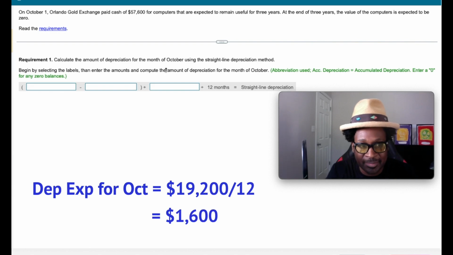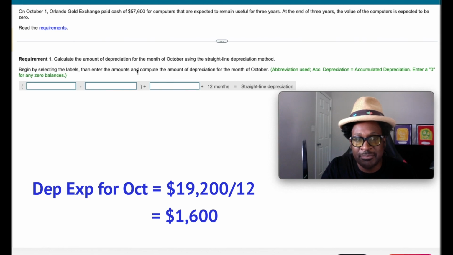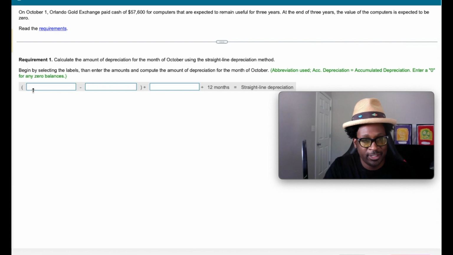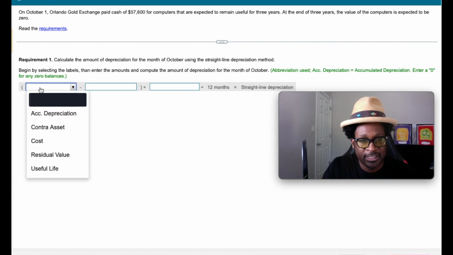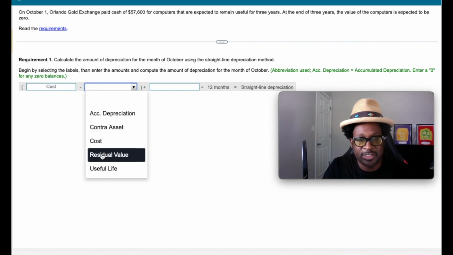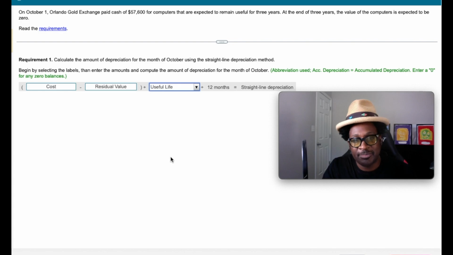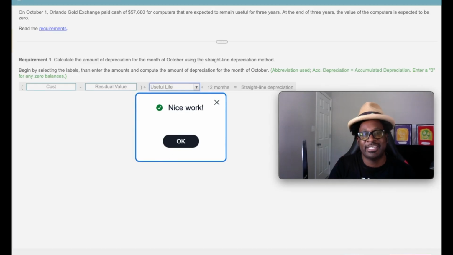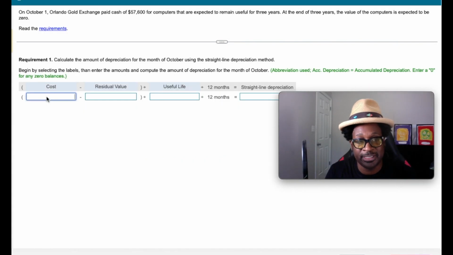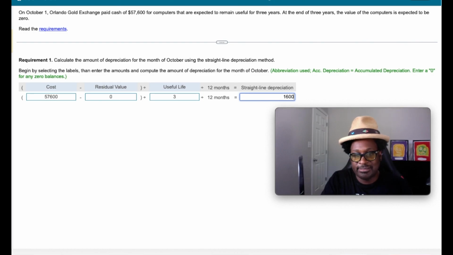But back to the problem, it tells us to begin by selecting the labels, then enter the amounts and compute the amount of depreciation for the month of October. So our formula is going to be cost minus residual value, divided by useful life, divided by 12 months. So we're going to check the answer. Bags all day. So now they want us to put the numbers in, gang, and we already know what to do. Just do it! Check the answer.